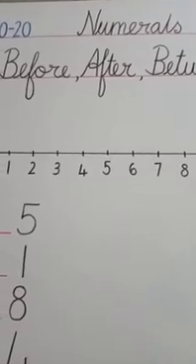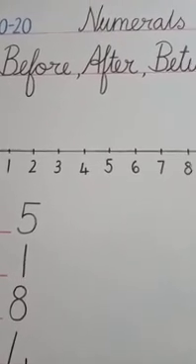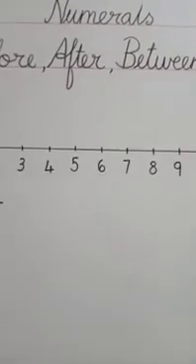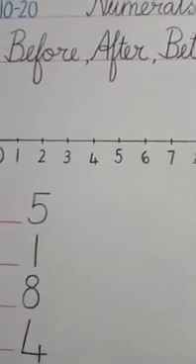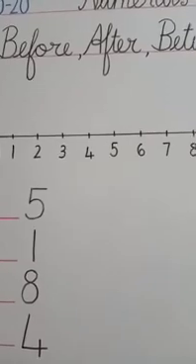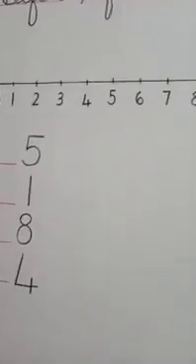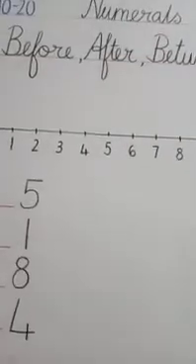Children, we just learned the concept of before, after and in between, looking at different objects. Okay, we saw a few animals and then a few objects, and we learned what is before, what is after, and when to say what is between.